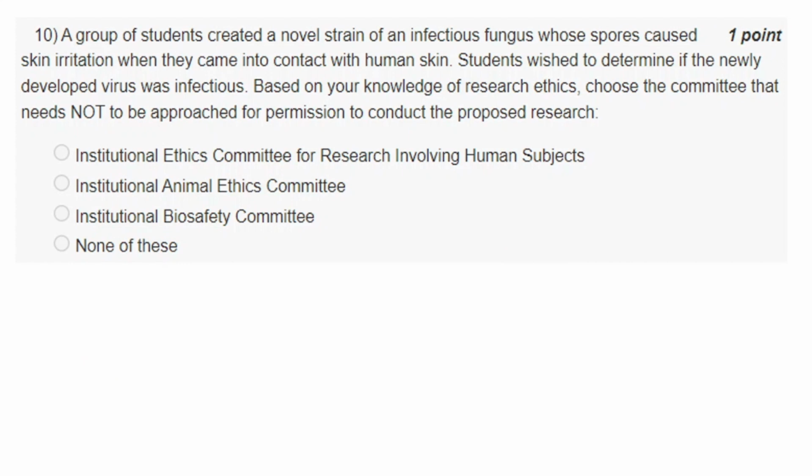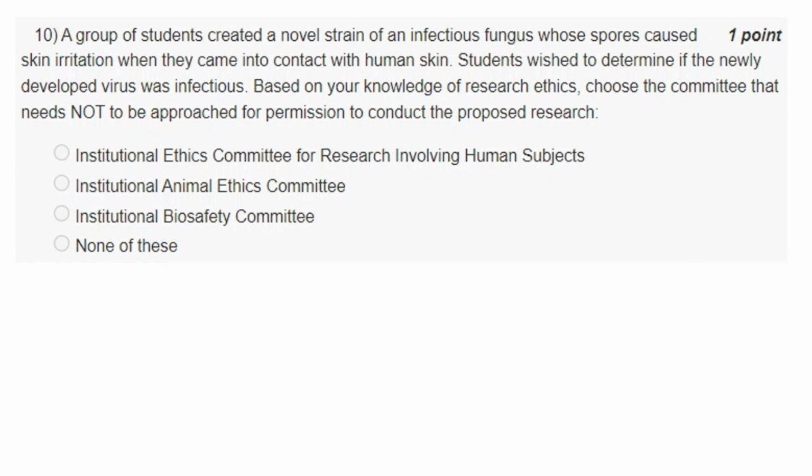So a group of students created a novel strain of an infectious fungus whose spores caused skin irritation when they came in contact with human skin. Students wished to determine if the newly developed virus was infectious. It would have been fungus. Where is virus coming from? Anyway, based on your knowledge of research ethics, choose the committee that needs not to be approached for permission to conduct the proposed research.